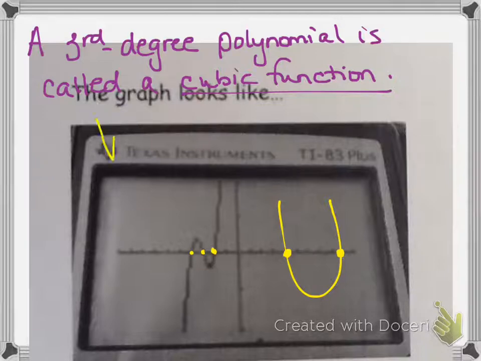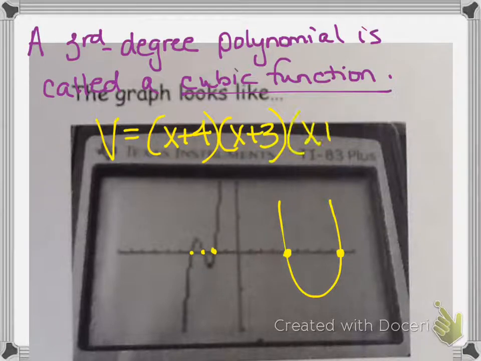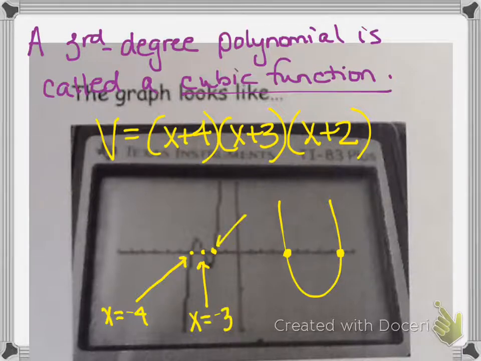What was the equation in factored form? x plus 4, x plus 3, and x plus 2. So guess what your x-intercepts are? This x-intercept, x equals negative 4. This x-intercept, x equals negative 3. And this x-intercept, x equals negative 2. So zero product property works just like it does for a quadratic. It works the same way for a cubic function.